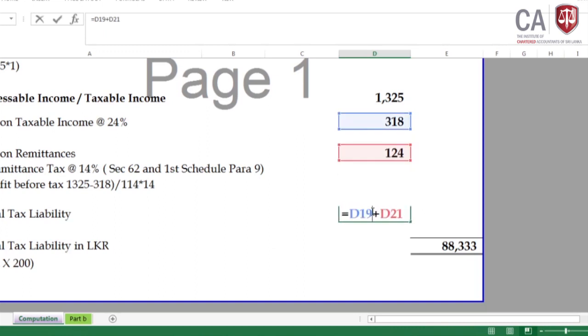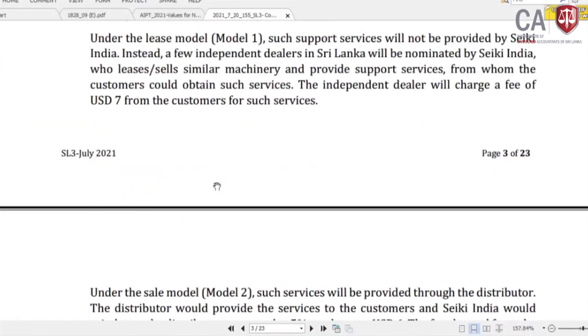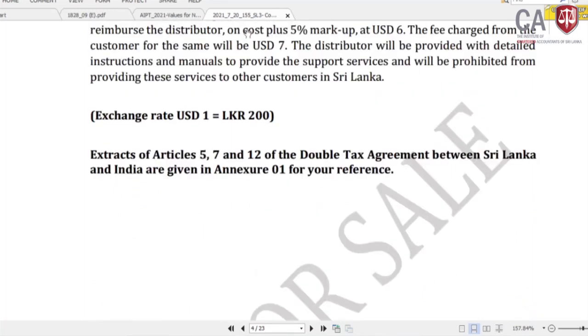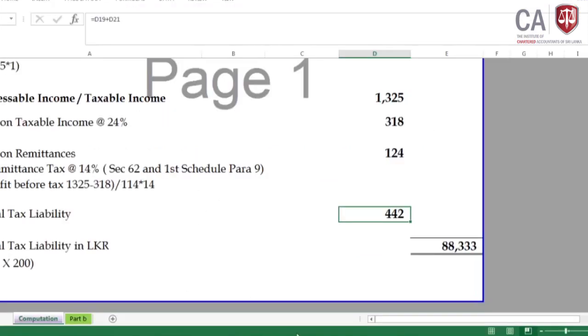Total income tax liability is the summation of the remittance tax and the local tax payable in Sri Lanka. And then this is in US dollars. In the question paper itself you can see $1 equals LKR 200, it has been given. Then you need to apply that here and finalize your answer.